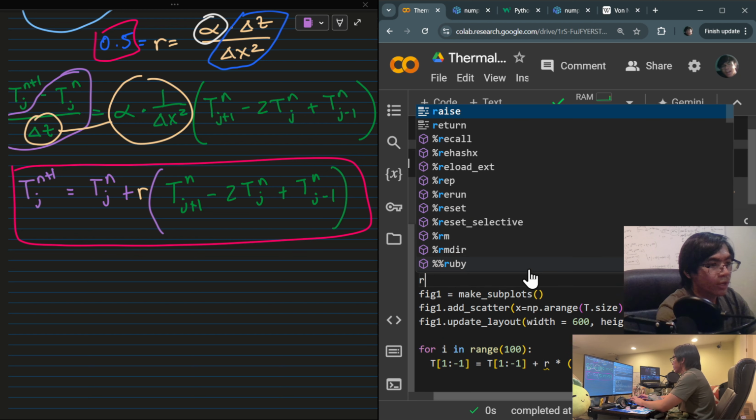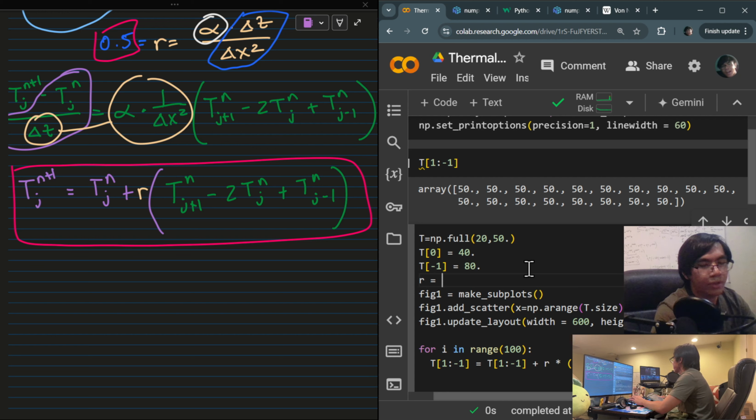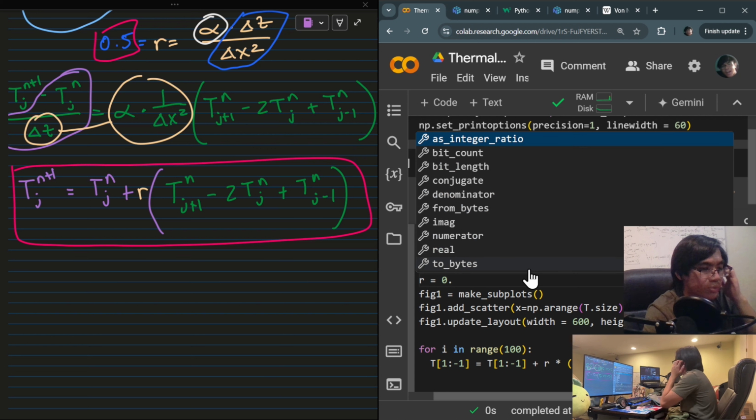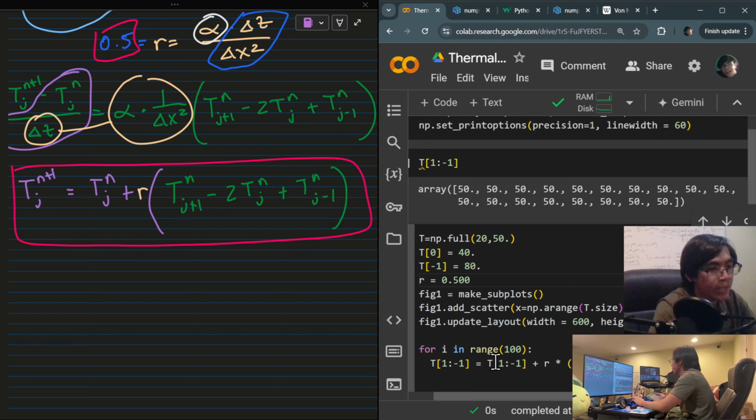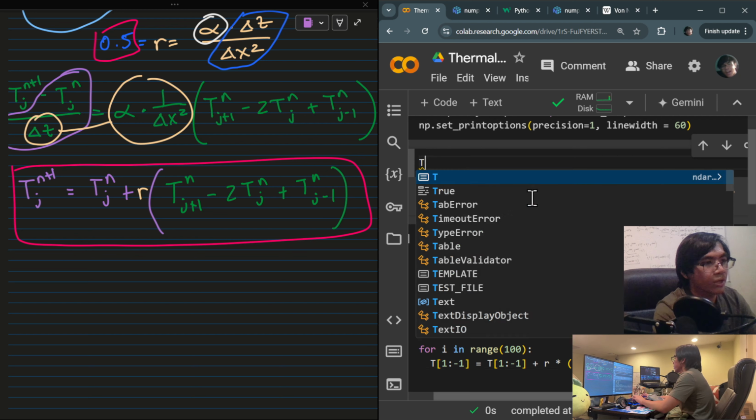Here are some, I don't remember what the exact numbers were, but I'll go 0.5 for now. As long as we're under or a little over that 0.5, we should be good. So it's plus R times, so this is our next position. We have to think about this carefully, returning back to our original array.